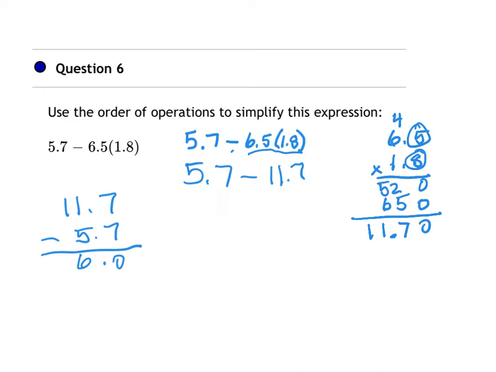Now right here you want to be careful because you'll get in a hurry and you'll just put 6. But notice the 11.7, which is the larger number, the sign in front of it is a negative. So this answer is actually negative 6.